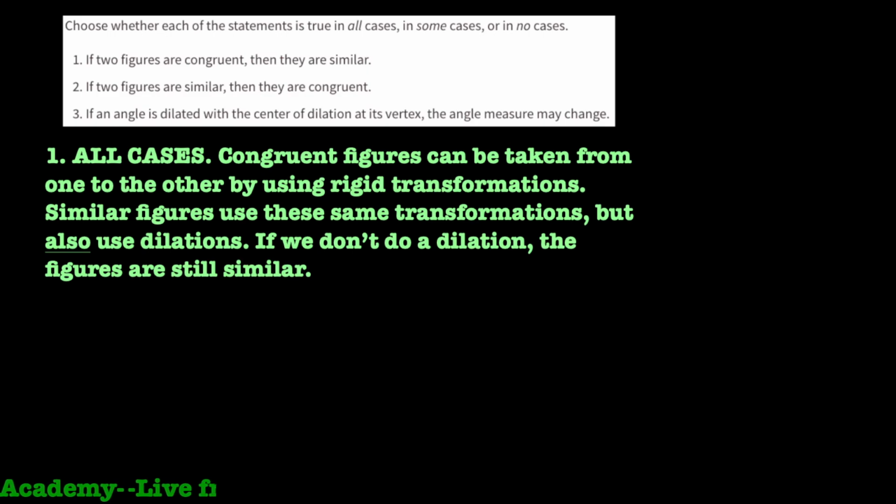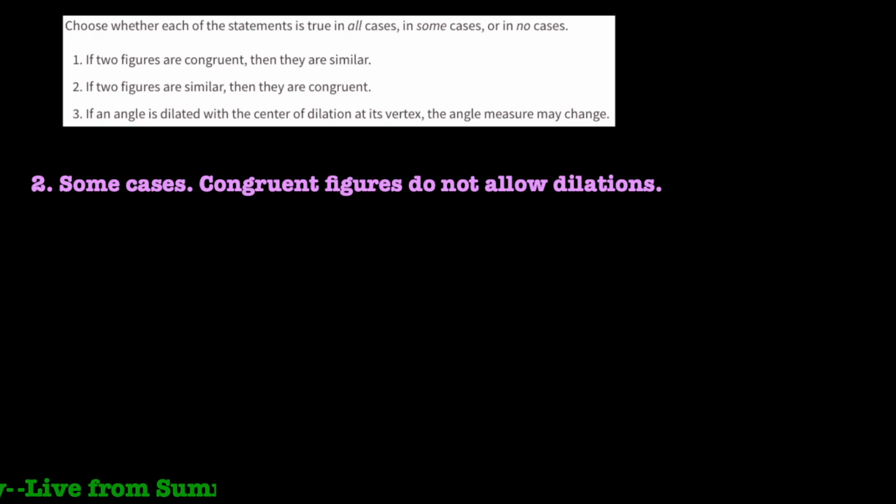Congruent figures can be taken from one to the other by using rigid transformations. Similar figures use these same transformations, but also use dilations. If we don't do a dilation, the figures are still similar. So that's going to be the main difference: congruent cancels out or doesn't include dilations. For the second one, it says if two figures are similar, then they are congruent. In some cases it is. Again, congruent figures do not allow dilations. However, when you're talking about those rigid transformations, then they will be similar and congruent.